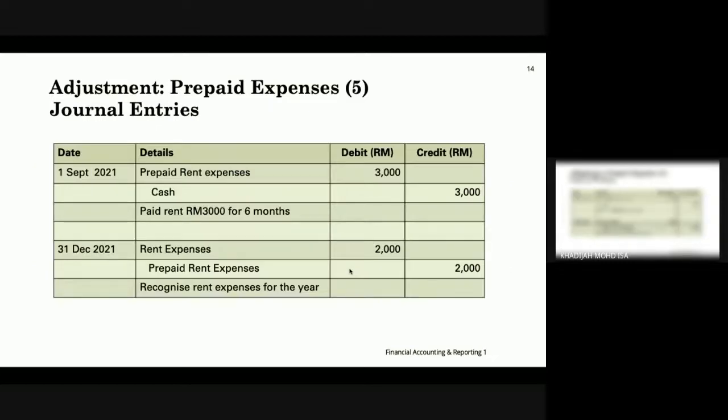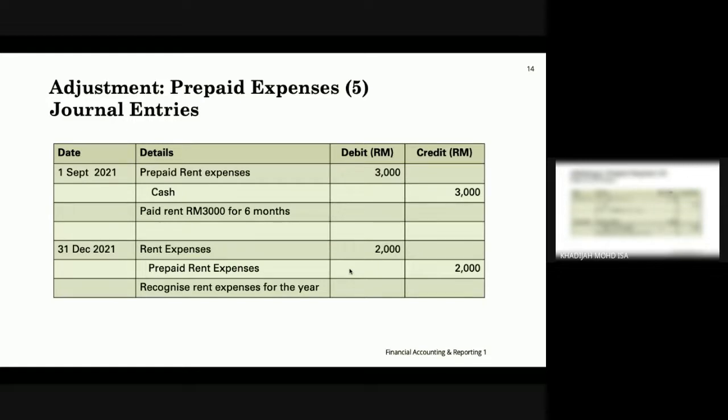Okay, prepaid rent expense is 3,000 because it's an asset. All right, debit your prepaid rent expense, credit your cash 3,000. Why do you credit your cash? Because you pay for your rental, right? You pay for your rental 3,000. That's why you credit. But then you're going to recognize as of 31st of December.